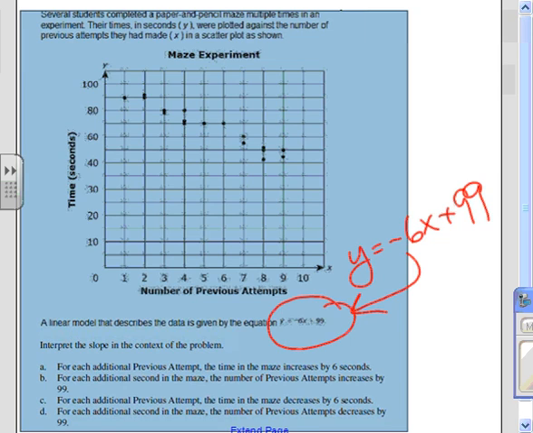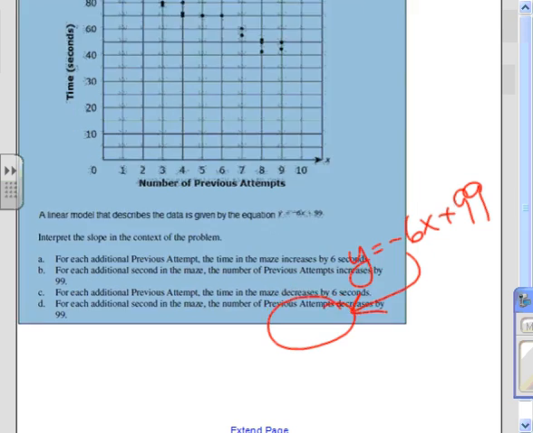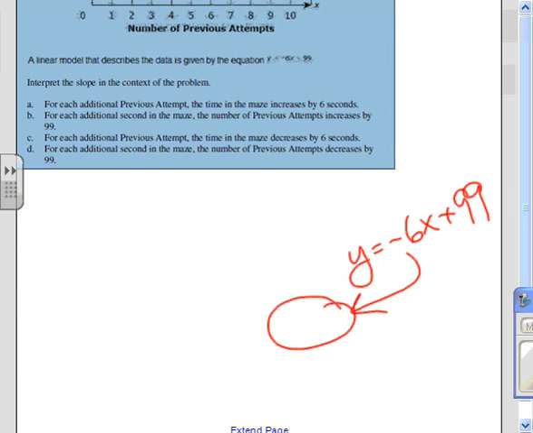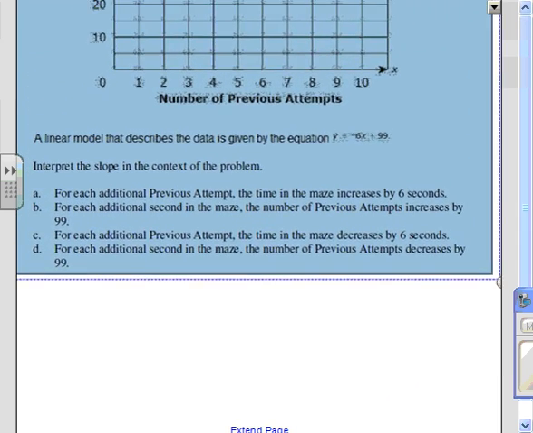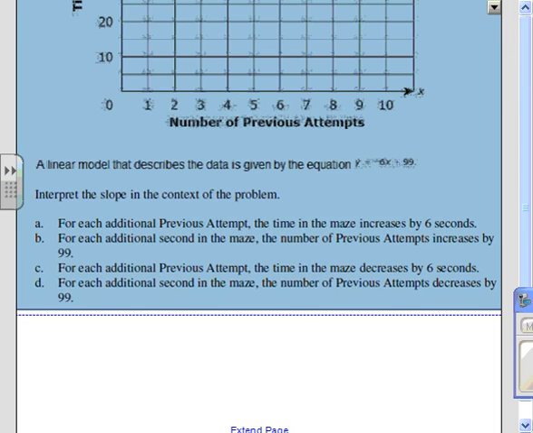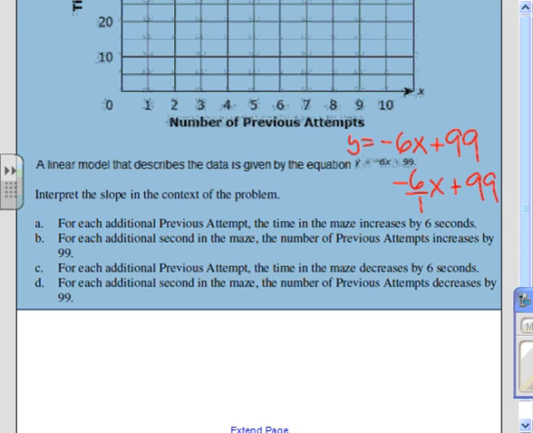Now, I'm going to zoom in on this. Let me move this up and get rid of this. All right. Now let's make this bigger because you need to be able to read what this says. Interpret the slope in the context of the problem. And again, y equals negative 6x plus 99. So the slope, negative 6 over 1, x plus 99. Remember what the axes labels were, and take a look at A, B, C, D and tell which one is the best interpretation of the slope. Good luck.